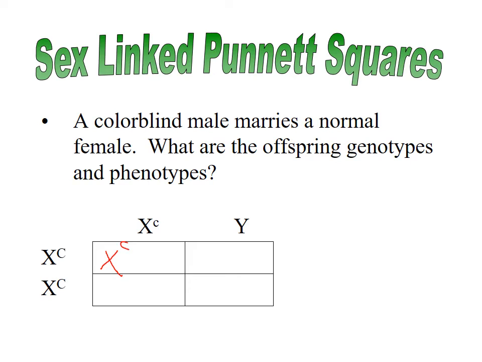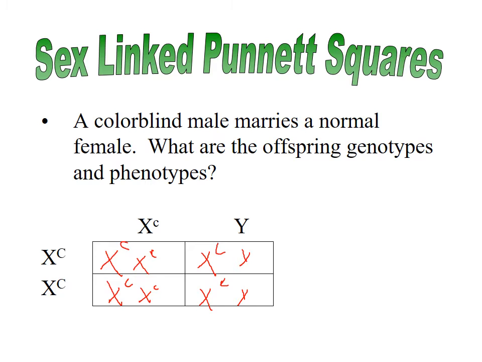So you can see, fill in the squares. You have X big C, X little c. You have X big C, X little c. You have X big C and a Y. And you have X big C and a Y. So what are the possible genotypes and phenotypes?